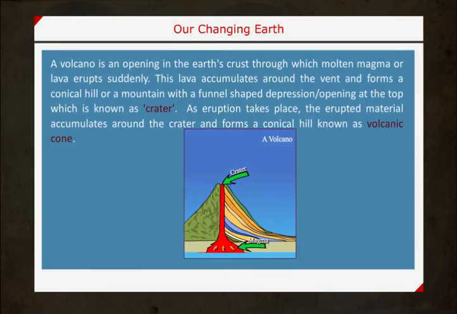A volcano is an opening in the Earth's crust through which molten magma or lava erupts suddenly. This lava accumulates around the vent and forms a conical hill or a mountain with a funnel-shaped depression opening at the top, which is known as crater. As eruption takes place, the erupted material accumulates around the crater and forms a conical hill known as volcanic cone.